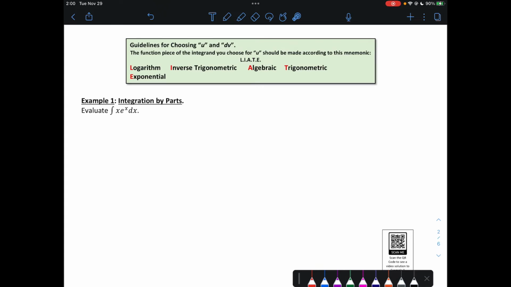Another guideline, just in general, we want dv to be the more complicated portion of the integrand that you know fits a basic integration rule. Then the u would be the remaining portion after that. All right, so let's take a look at our first problem here.